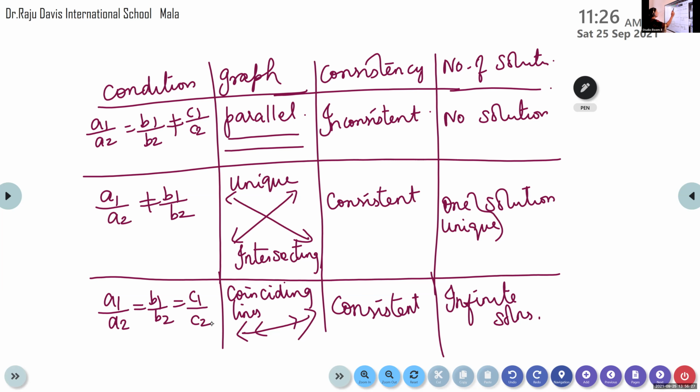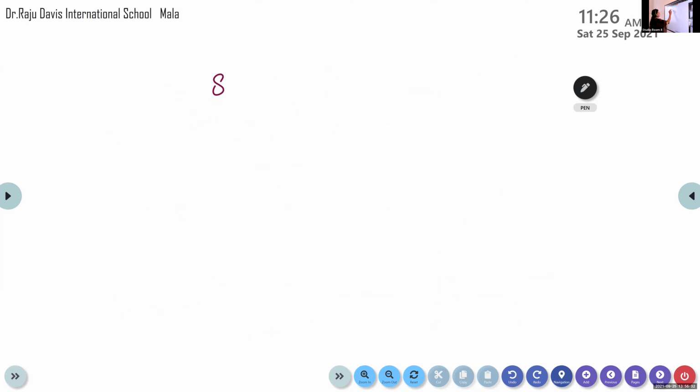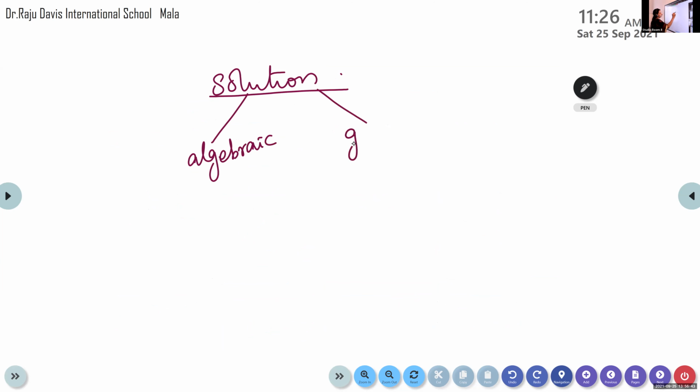Then regarding the solutions, we can find the solution by using two methods. Algebraic method is there, graphical method is there. By drawing the graph we can find it, or by solving, which we call the algebraic method. In the algebraic method, what are the methods we have learned?